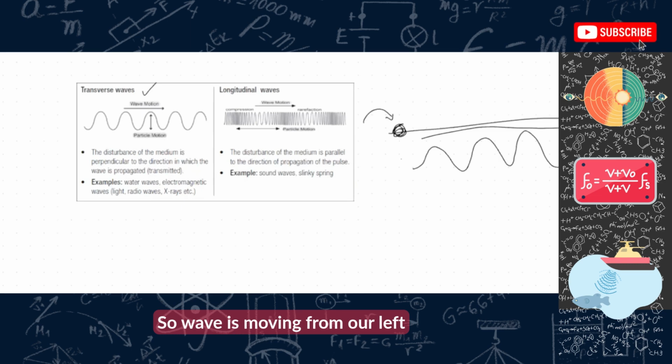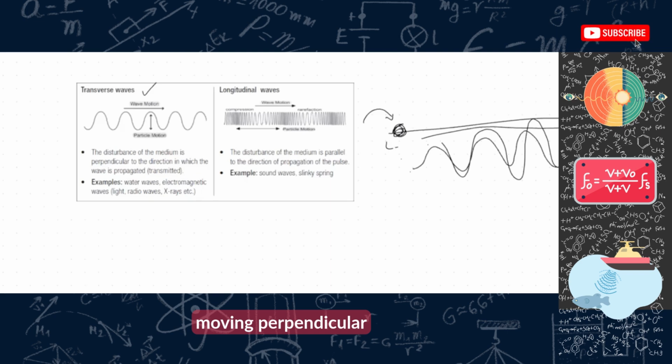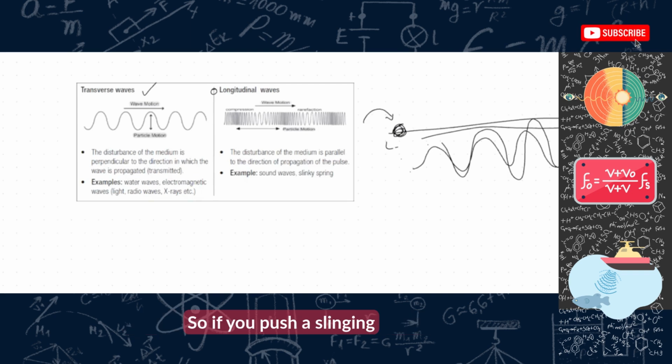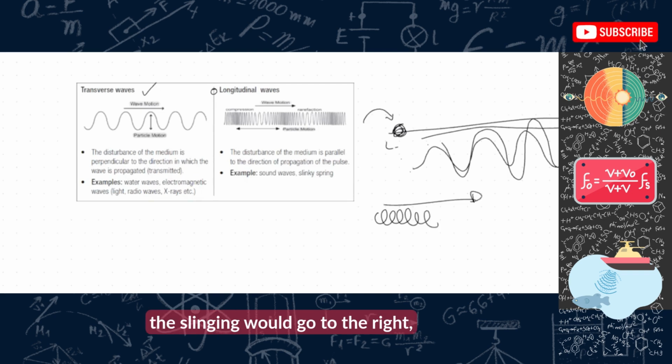So the wave is moving from our left to the right, but the medium is going up and down, up and down, up and down. So we can see that the waves are moving perpendicular to the vibration. Whereas we have a longitudinal wave that we can create with a slinky. So if you push a slinky to the right, the slinky would go to the right, and the pulse is also going to the right.